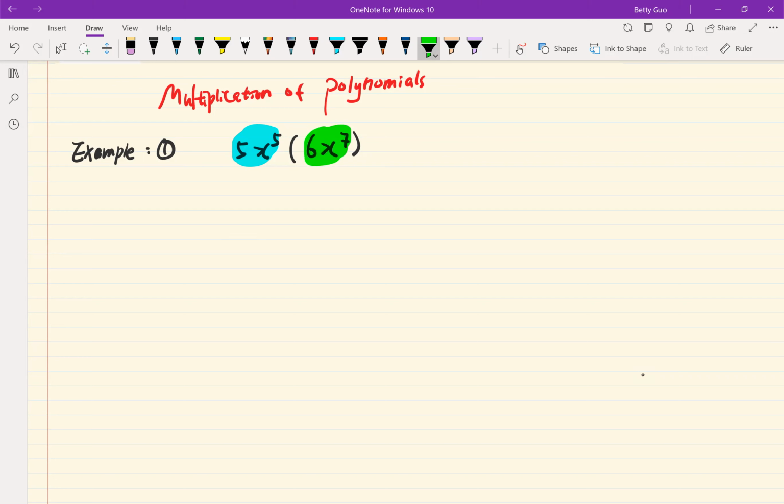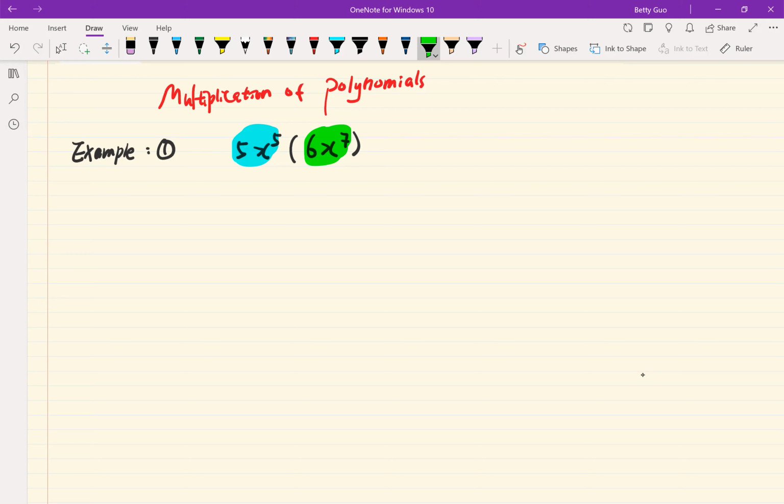And look at the expression in the parentheses. I have it in green. 6 times x to the power of 7. Is that expression also a monomial? Yeah. What's the coefficient of the monomial? 6. Coefficient is 6. What's the degree? Degree is 7. Very good. So we are multiplying two monomials here.